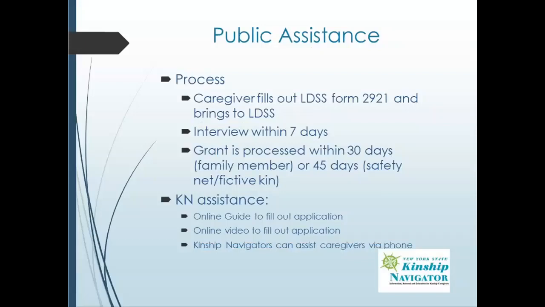What we do with the Navigator is we assist caregivers filling out that application if they need it. That 27-page form application that the Department of Social Services has is not the easiest thing in the world to fill out. And when you're filling it out as a kinship caregiver, you are filling it out as the payee. So there are different sections that you have to fill out based on the child, and then there's different sections that you have to fill out based on yourself as the payee.